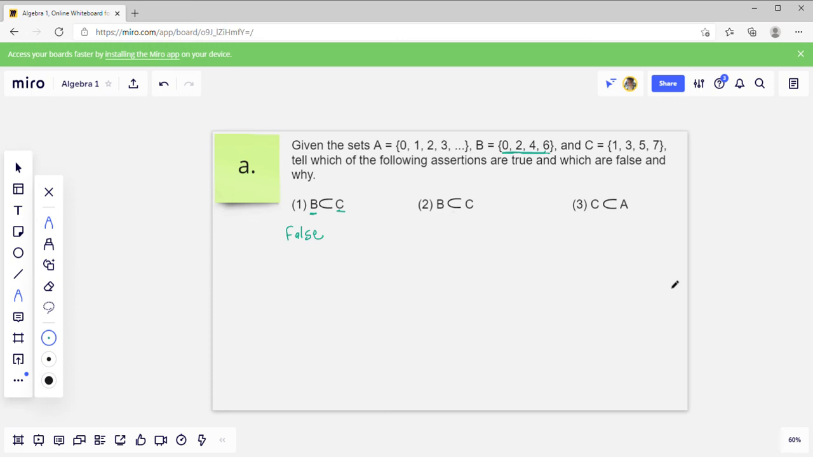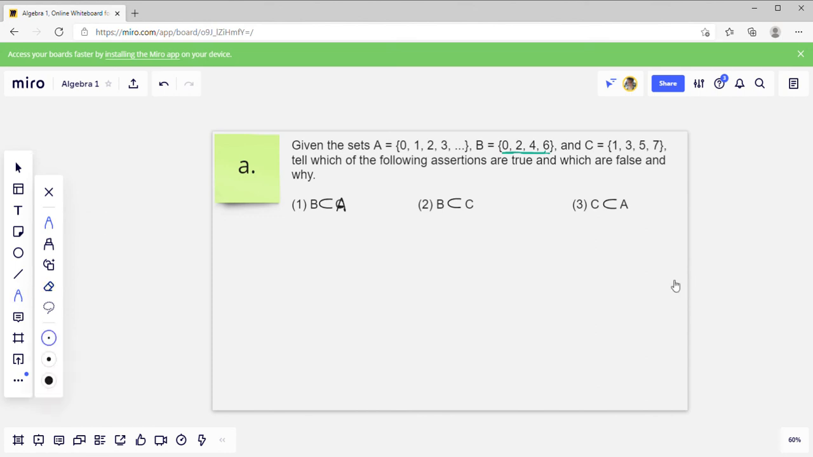The second one is B is a subset of C. So B, we got 0. Oh, I wrote the same thing twice. This one was supposed to be A. Whoopsie. Okay, let me fix that. All right, B is a subset of A. There we go. Erase that. Let's see if it is.